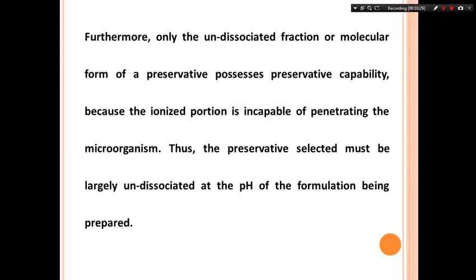Therefore I must choose a preservative that is undissociated, unionized in the formulation, because if the preservative is ionized in the formulation, I will not benefit from it because it is incapable of penetrating the microorganism. So the second consideration is that the preservative should be unionized or undissociated at the pH of the formulation being prepared in order to penetrate the microorganism.